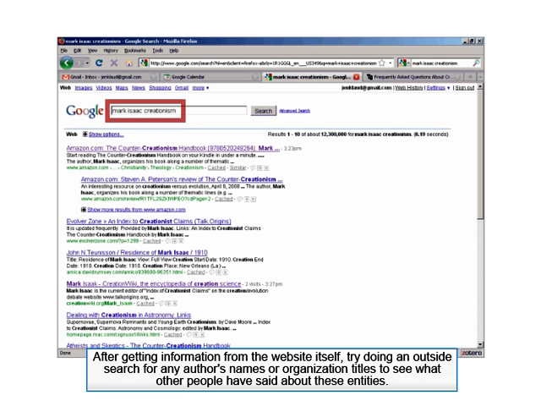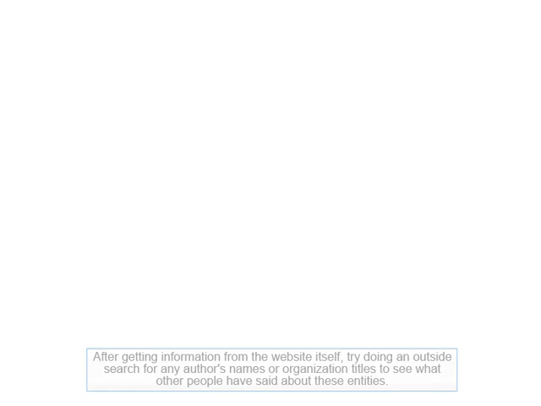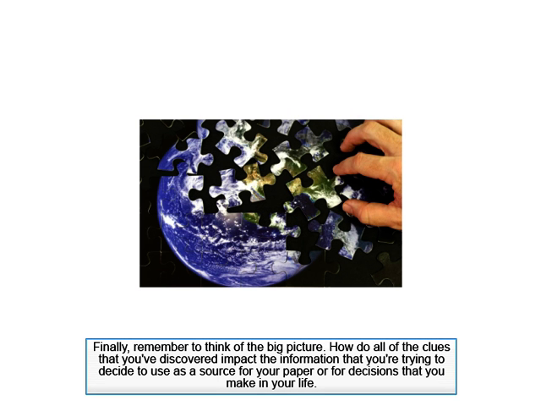After getting information from the website itself, try doing an outside search for any authors' names or organization titles to see what other people have said about these entities. Finally, remember to think of the big picture. How do all the clues that you've discovered impact the information that you're trying to decide to use as a source for your paper or for decisions that you make in your life?